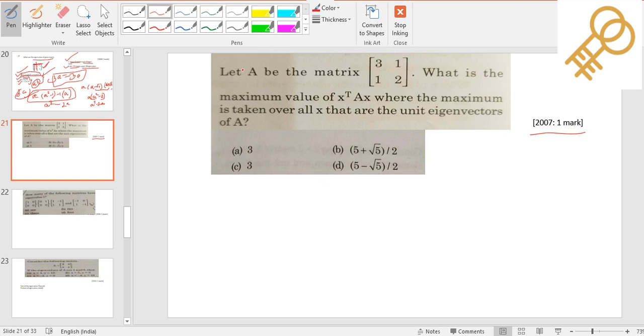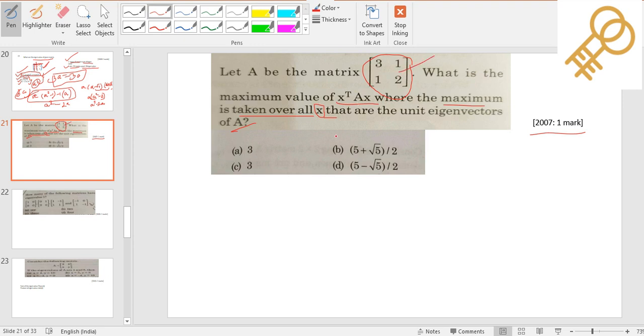Here is your next question, and it was asked in 2007 for 1 mark, and the question is very easy. Let A be the matrix. They have given one matrix, and what is the maximum value of X transpose AX, where the maximum is taken over X that are the unit eigenvectors of A. They have clearly told that X is the unit eigenvector of the matrix A.